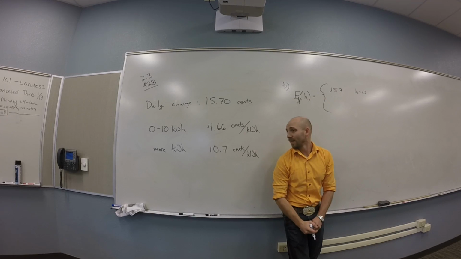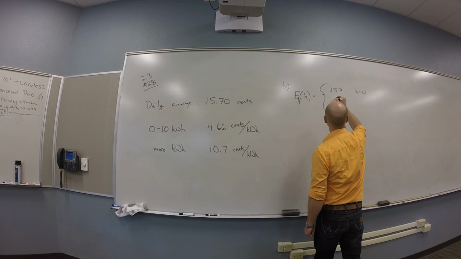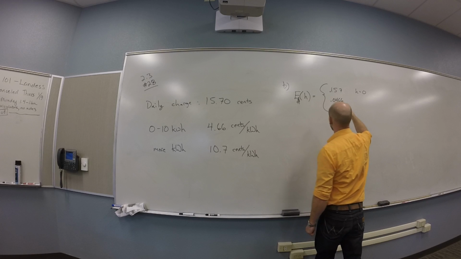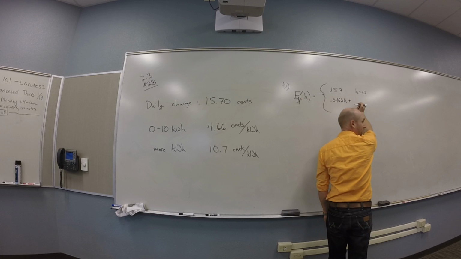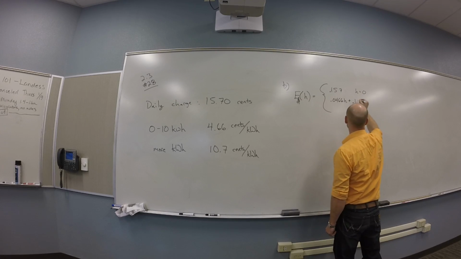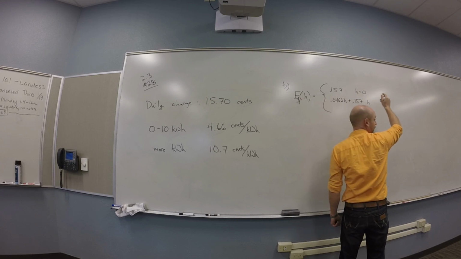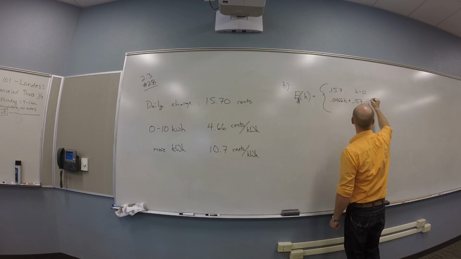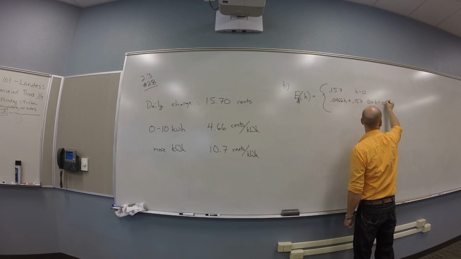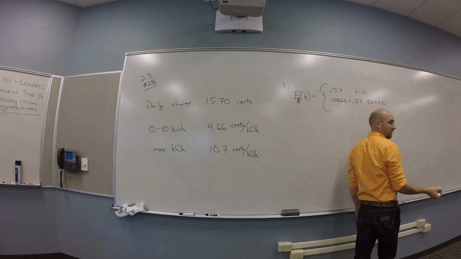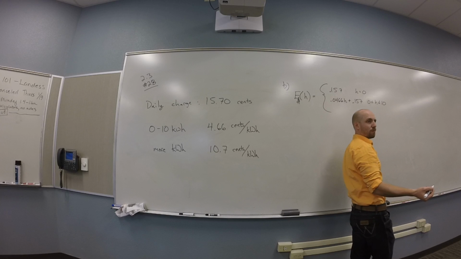4.66 cents times H, plus. So you're going to say it's 0.0466 H plus 0.157 for H between 0 and 10, including 10. I think we could just say 0 is smaller than H is smaller than or equal to 10. You guys with me on that?